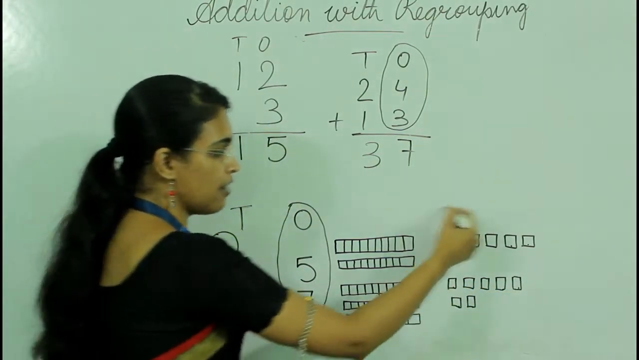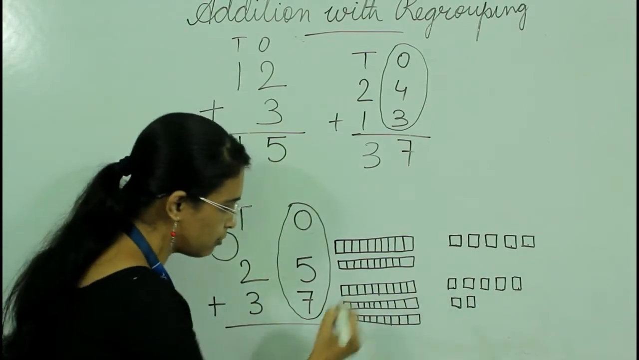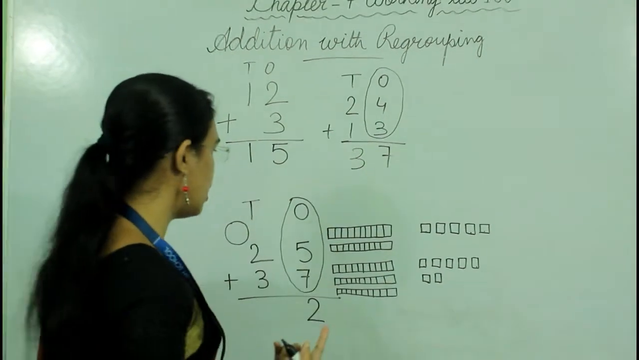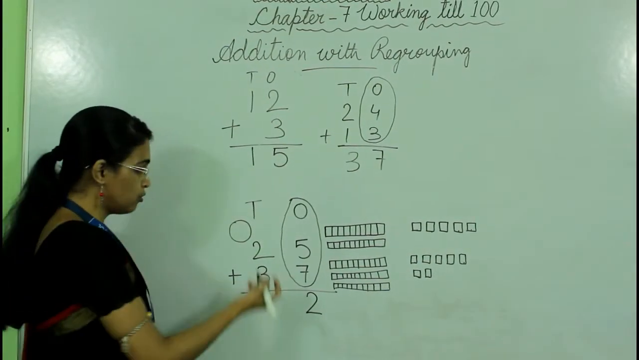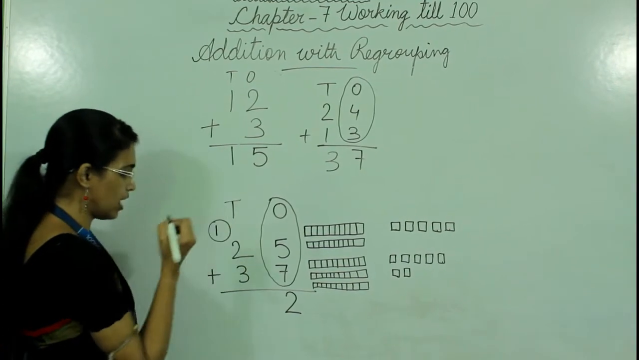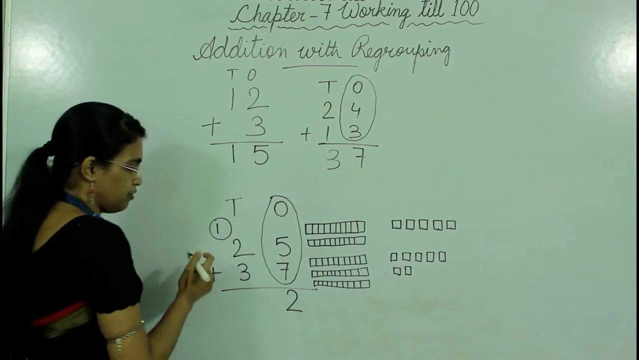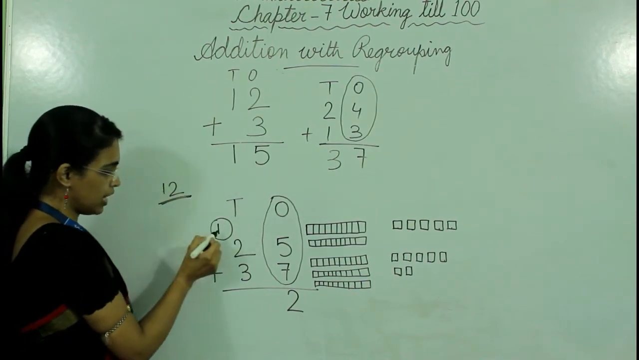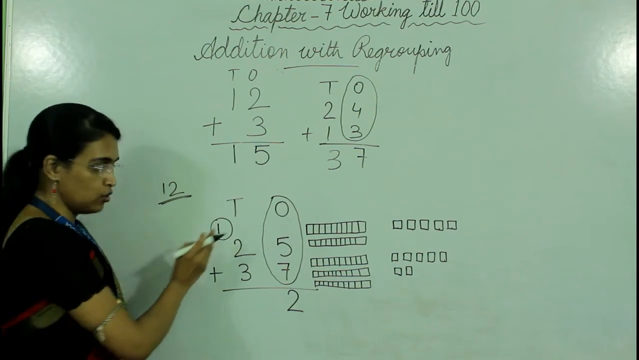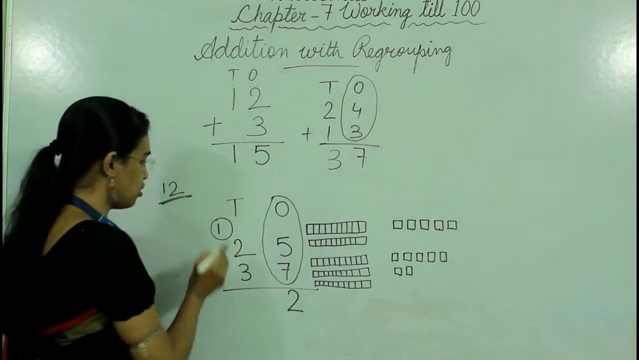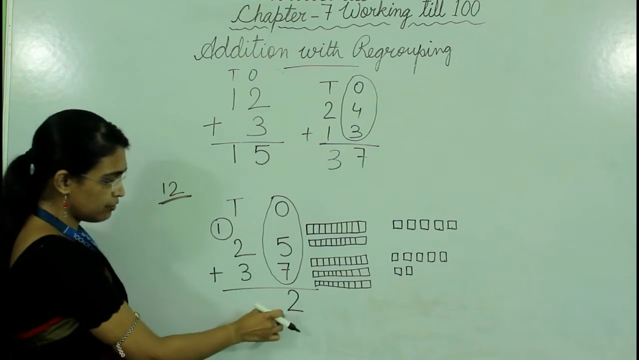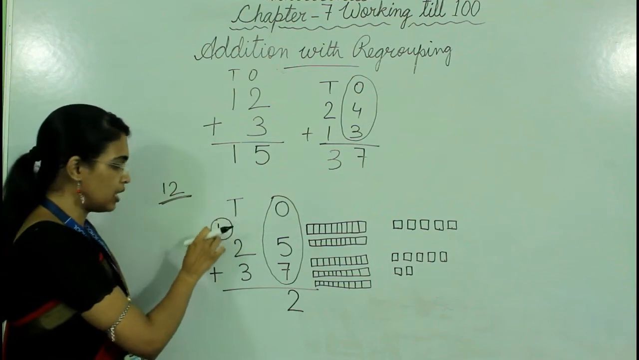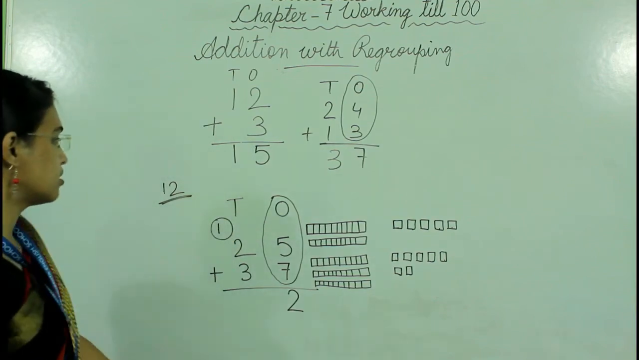So how many blocks do we have altogether? 12. From 12, you have to write 2 and 1. Where will we write the one? We will carry this one. 12 is a 2-digit number. We only write 2 and we carry this one to the tens place. We have to put this one in the tens place. So you have written 2 here and 1 in this circle, and we have put 1 in this tens place. So after this, what do we have to do?